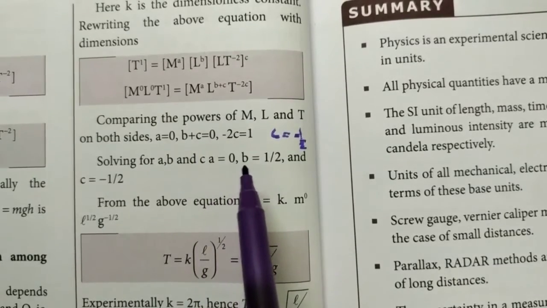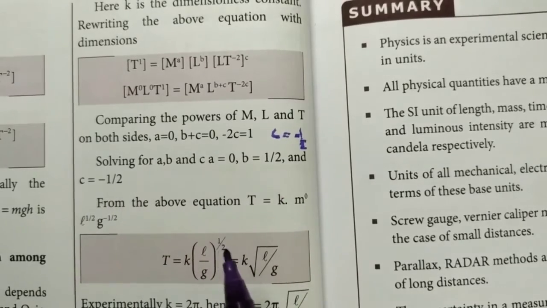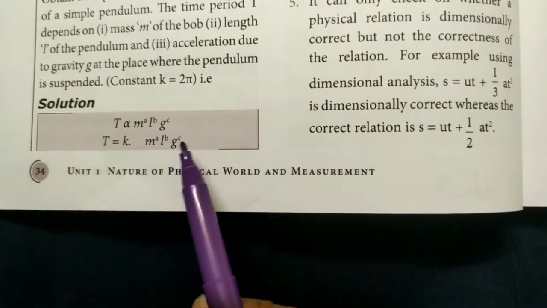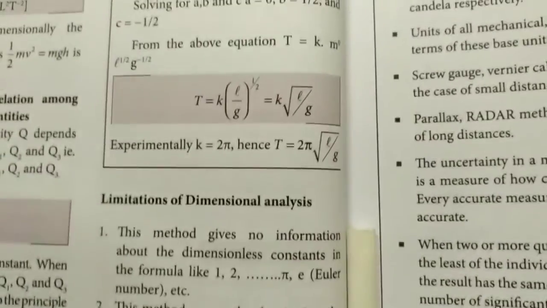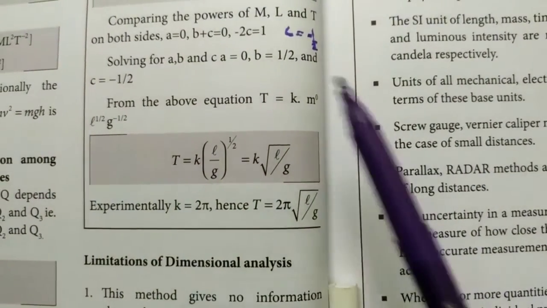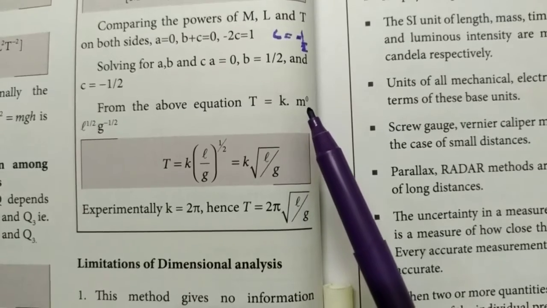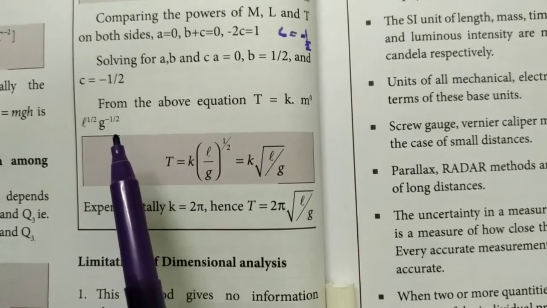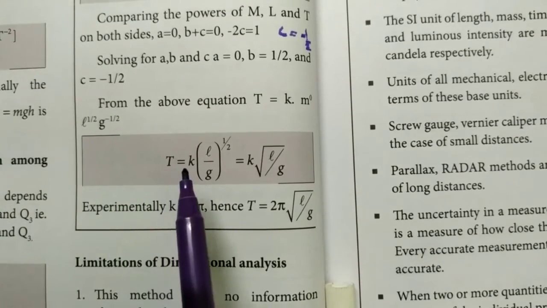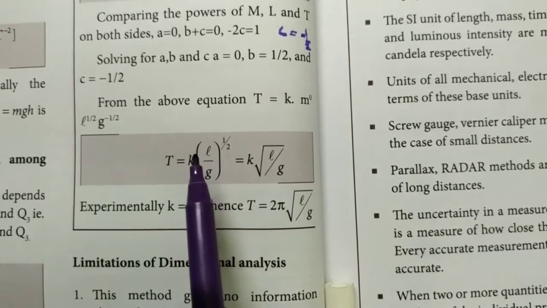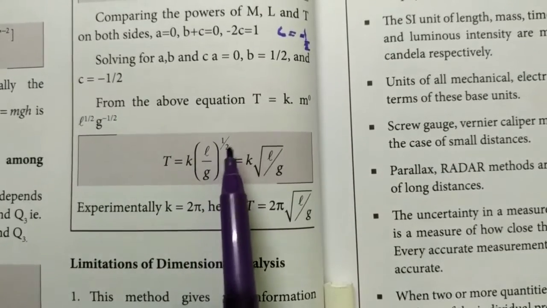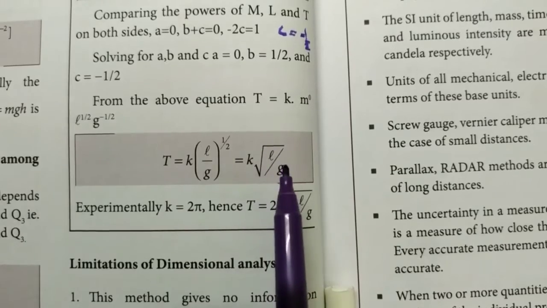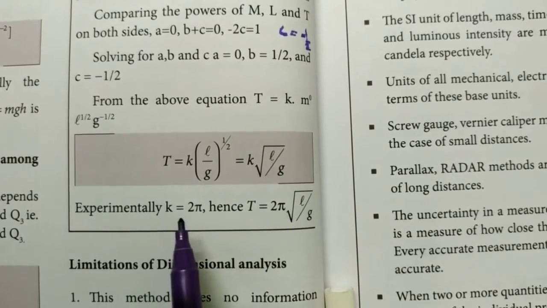So A is equal to 0, B is equal to 1 by 2 and C is equal to minus 1 by 2. Now we are going to substitute the values of A, B and C in this equation. So we get T is equal to K into M power 0, L power 1 by 2 and g power minus 1 by 2. That we can write as T is equal to K into L by g the whole power 1 by 2. Power 1 by 2 we can write inside the root. Okay? So it is equal to K into root of L by g. So we know the value K is equal to 2 pi.